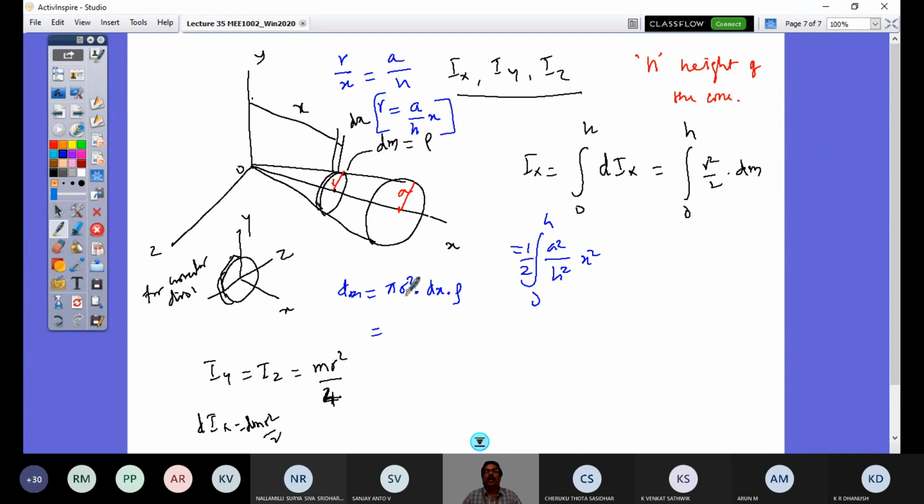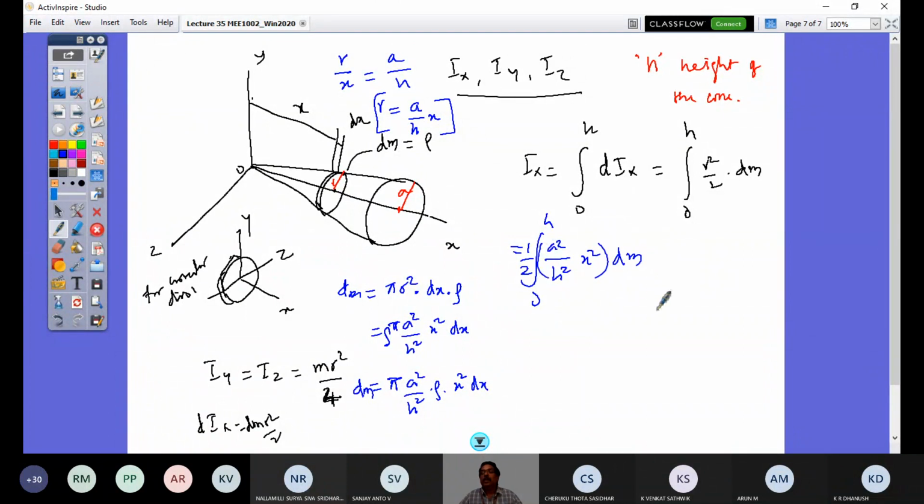And now here again this r, if I substitute, pi a squared by h squared into x squared dx into rho. That rho also, let me take it here. So it is pi a squared by h squared into rho into x squared dx is what is dm. So substitute that over here.